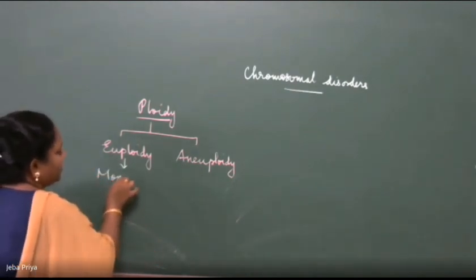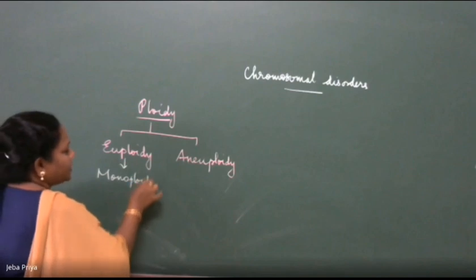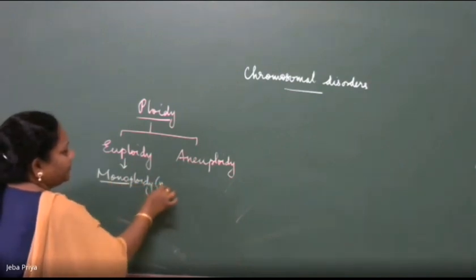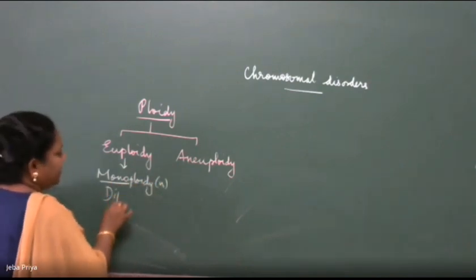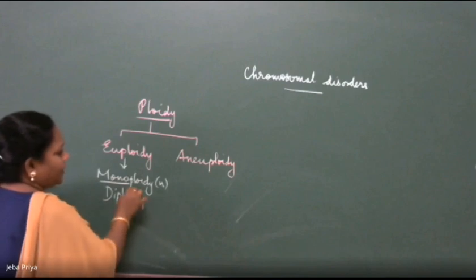Here you have the example monoploidy. What is that, mono? Only one n, single n. Then, if you give the example diploidy, diploidy is a human being, with 2n number of chromosomes.